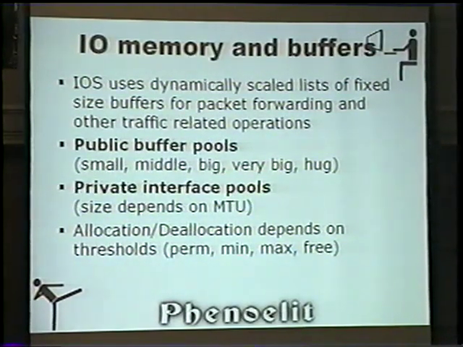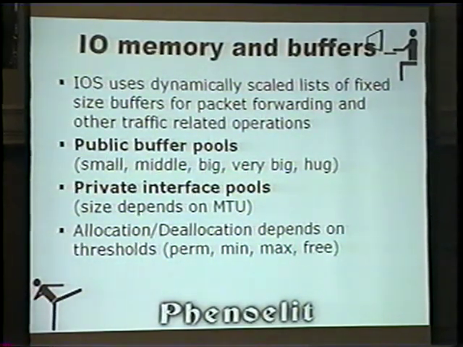Having the same design for the overall IOS means that they have public buffer pools, where basically every interface is allowed to grab some buffer space, and private interface pools, where the blocks are actually the size of the maximum packet size possibly received via the interface. It's kind of good design, actually. It's kind of speedy.